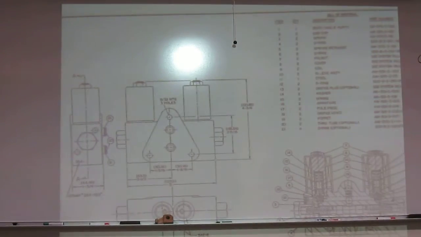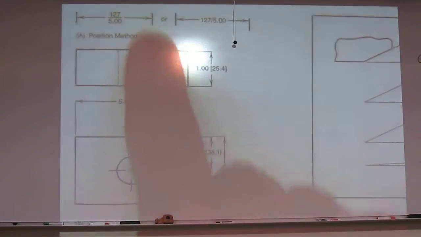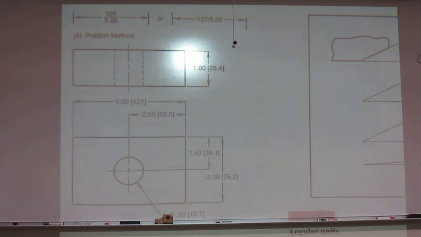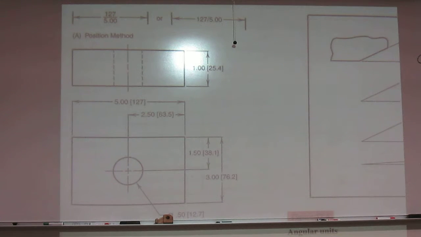Now, you don't have to tell somebody you're dual dimensioning. You either use the line or you use those brackets, and they should know that. So, dual dimensioning: providing 2 units of measure on the same drawing.